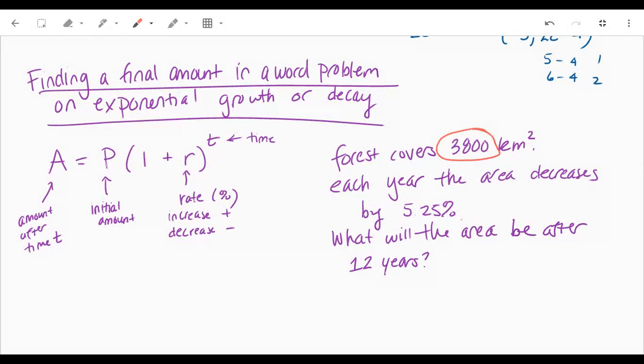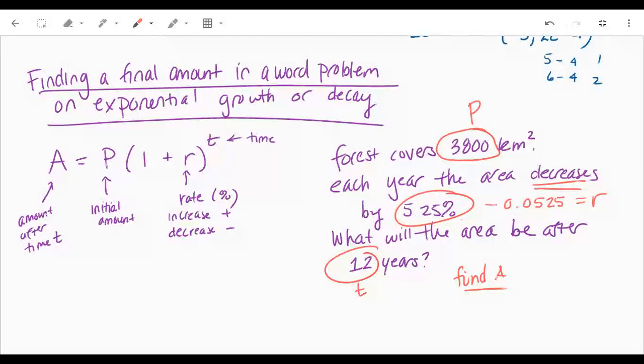First of all, this is going to be your starting amount. We're covering 3,800 square kilometers. Each year, the area decreases by 5.25%. So we're going to have negative 0.0525. That rate is a percent, so we divide it by 100, and it's 0.0525. Since we're decreasing, we make it negative, and that's r. t is going to be 12, and we're going to be finding A.